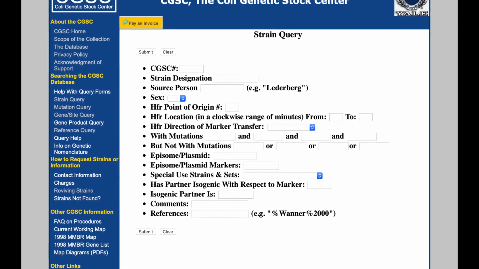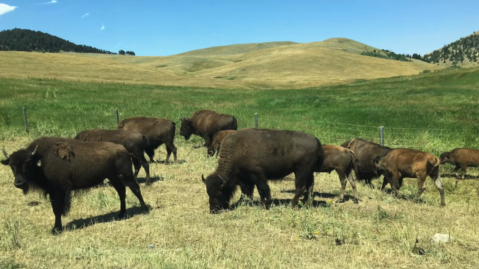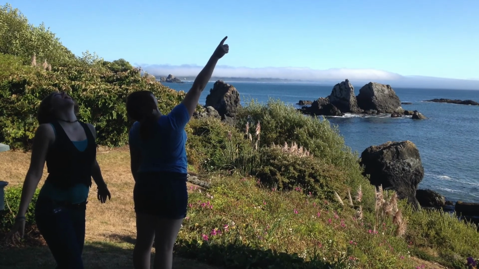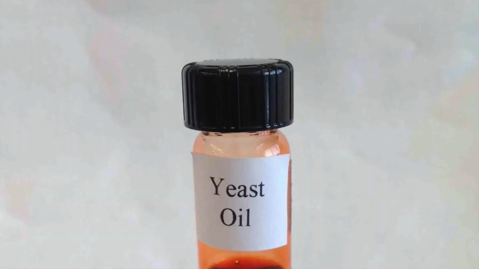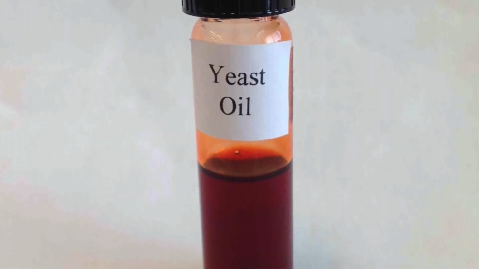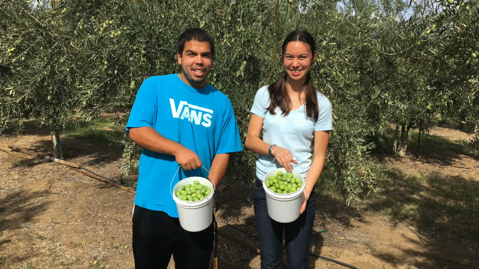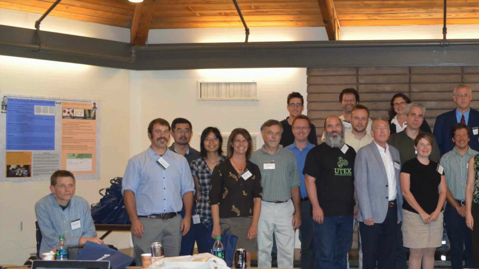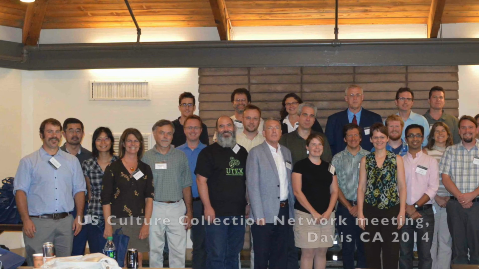Our lives are impacted in so many ways by living stock collections: understanding the world around us, diagnosing and fighting diseases, developing renewable fuels, growing and protecting our food supply. The scientists that build and maintain these collections deserve our gratitude.